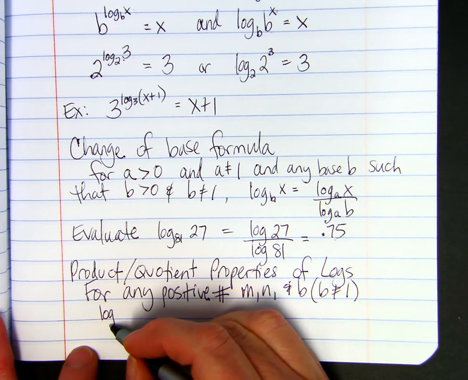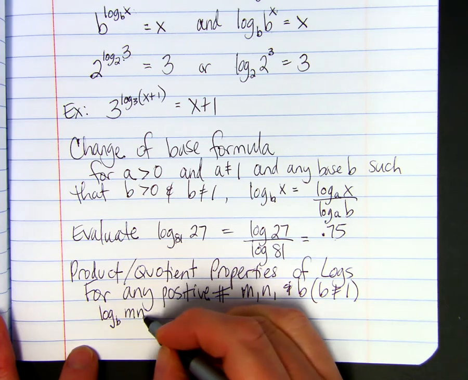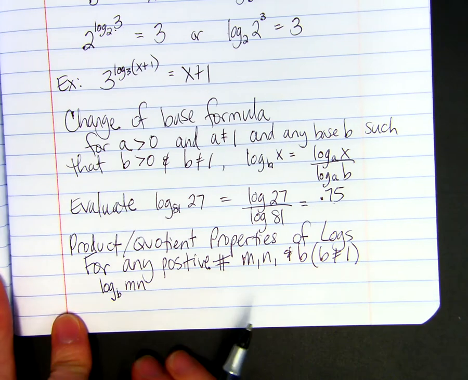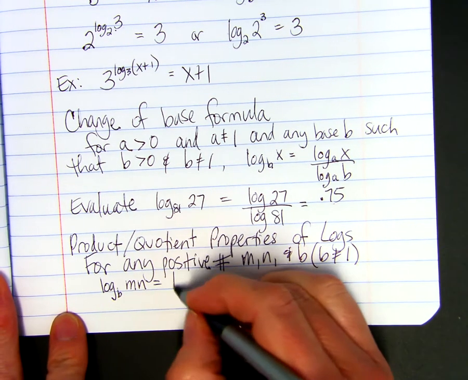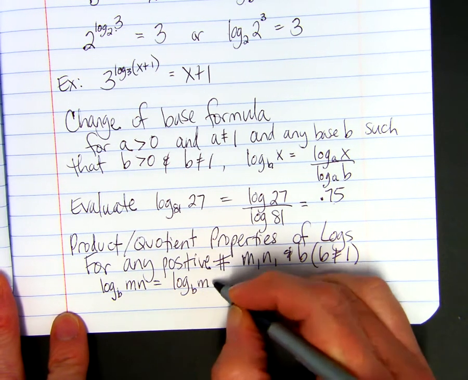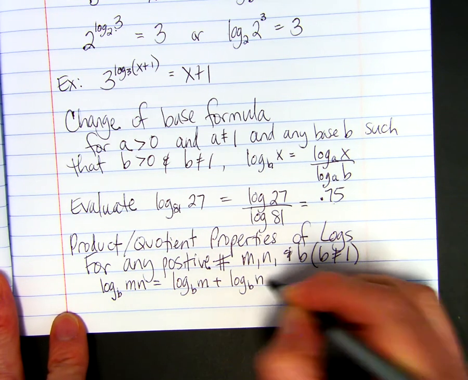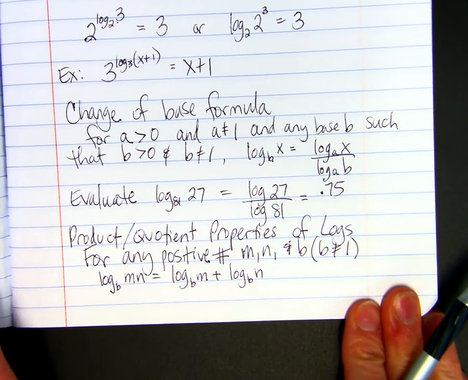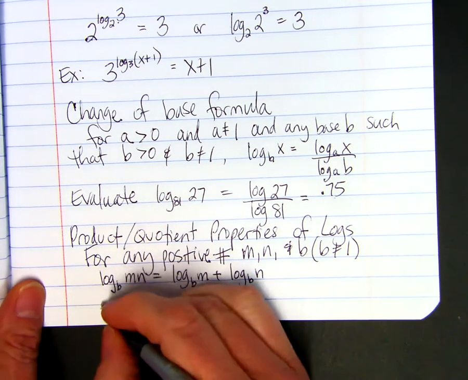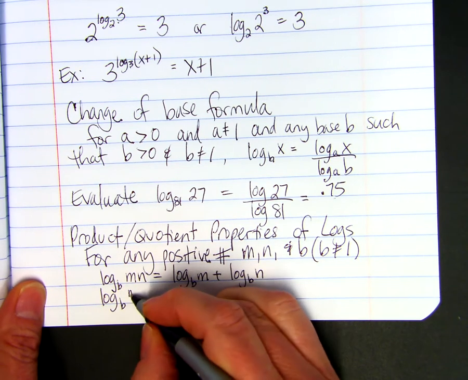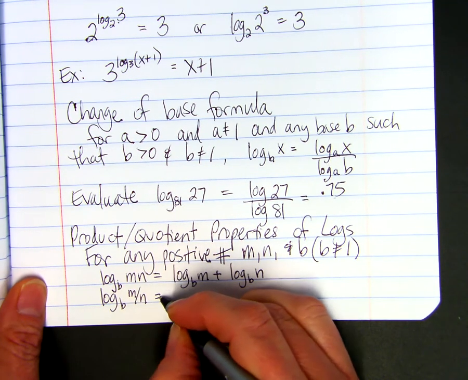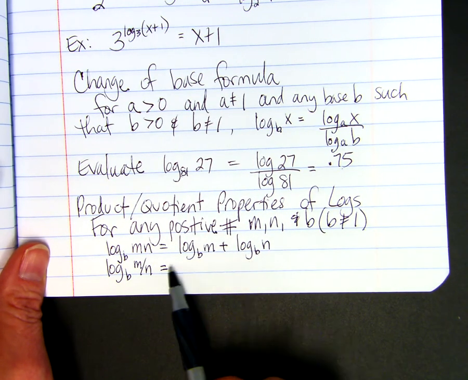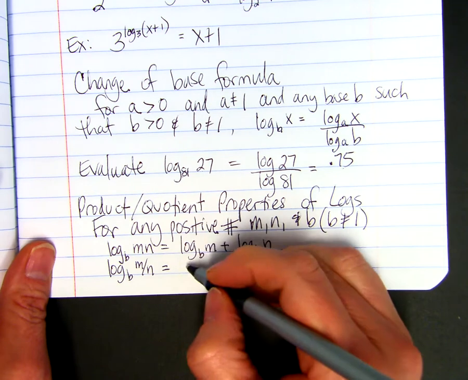Log base B of M times N. So if you are taking the logarithm of two numbers multiplied, it equals the log base B of M plus the log base B of N. So you can separate it out and add those two together. And then this one, log base B of M divided by N equals, we're going to separate them out just like this one, but we put a minus sign between there.